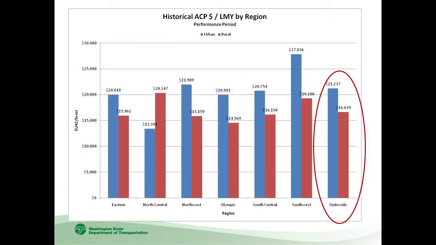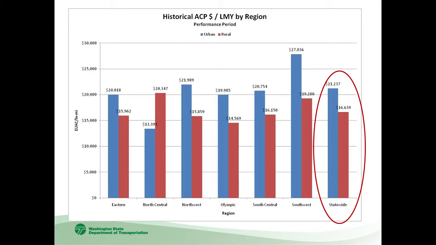So looking at these performance measures, there's our annual cost here, dollars per lane mile per year. This is historical, so we're looking back. And this is for one region, and this is only for asphalt pavements. We could do these for different types of pavement structures. But the blue columns are urban roads, and the red columns are rural.